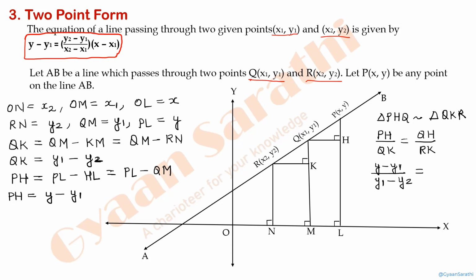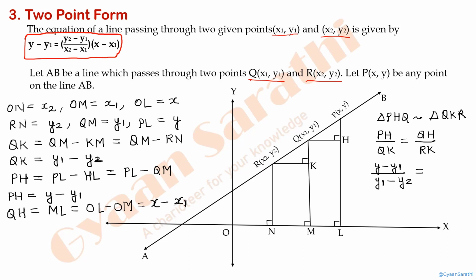And what is QH equal to? So we need to find QH as well. Let us try to find QH. So QH is equal to ML, which is equal to OL minus OM. And OL is equal to X. So this becomes X minus OM, that is X1, so X minus X1.